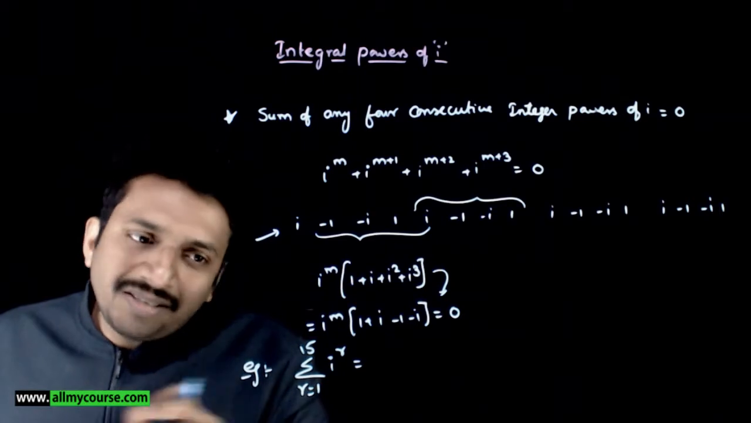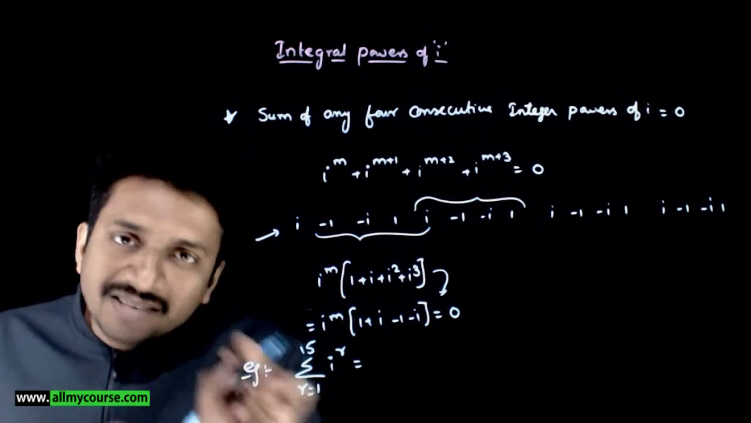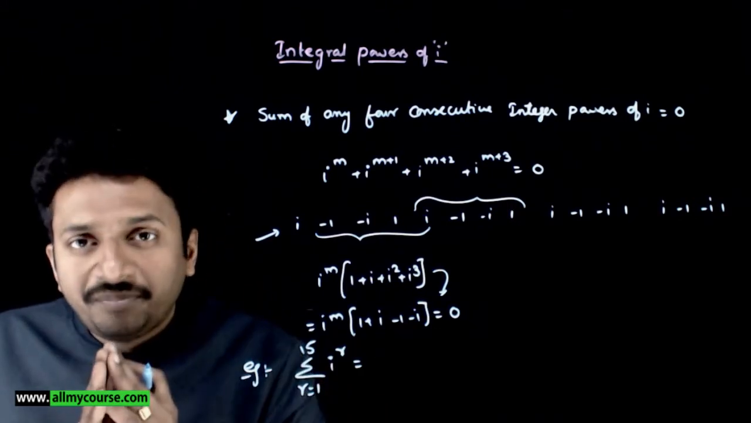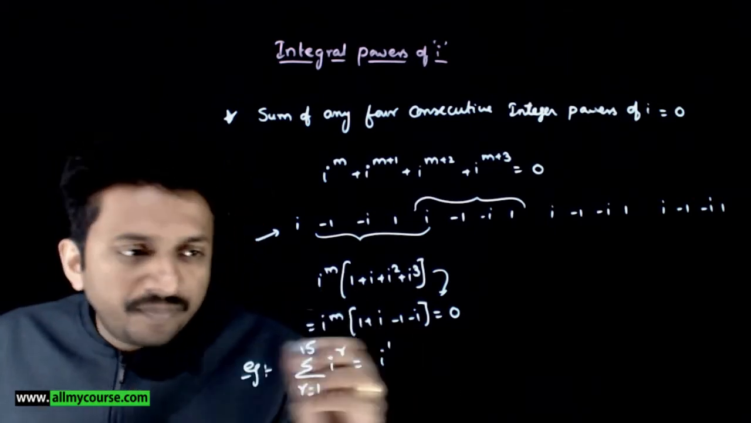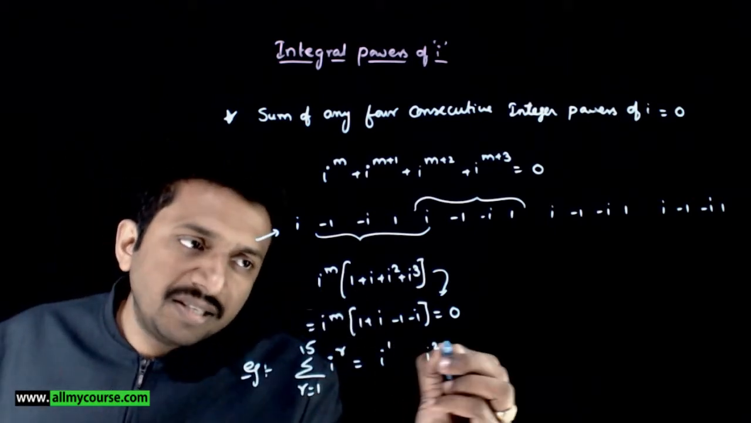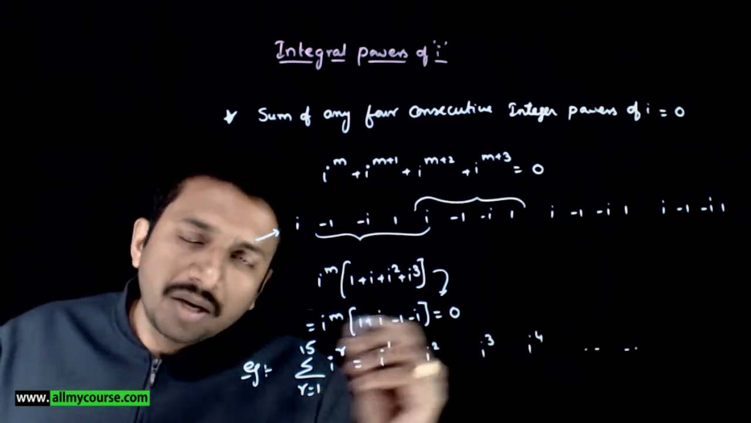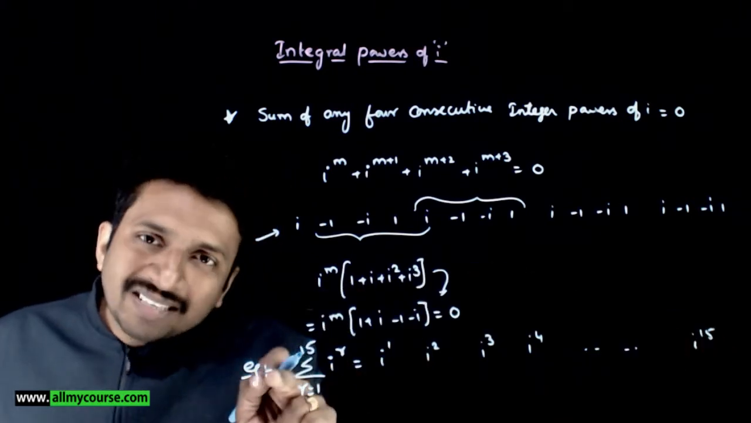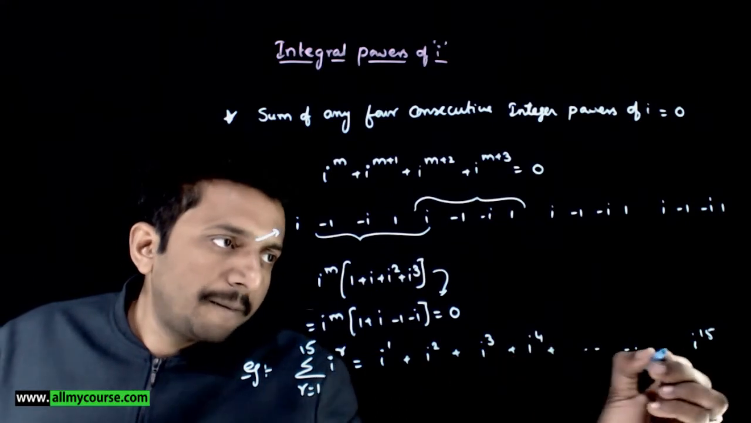So you know what sigma is? Sigma is a symbol for continuous summation, and r is the sigma variable, and this r is moving from 1 to 15. That means, when r is equal to 1, you have i power 1. When r is equal to 2, you have i square. Next i cube. Next i power 4. So on. You go until i power 15, and you are summating all this. That is, you have to add all this.